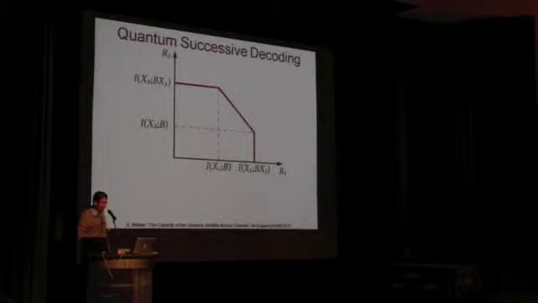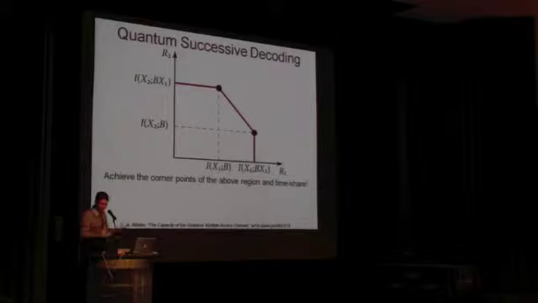Okay, so for quantum successive decoding, the idea is for the senders and receiver just to achieve the corner points of the region. They can form a code to achieve this corner point and a code to achieve this corner point. If they have these codes, they can use one code for a fraction of the channel uses and the other code for the other fraction of the channel uses. And by varying the fraction with which you use these codes, you can achieve all the points along this sum rate bound, the 45-degree line.